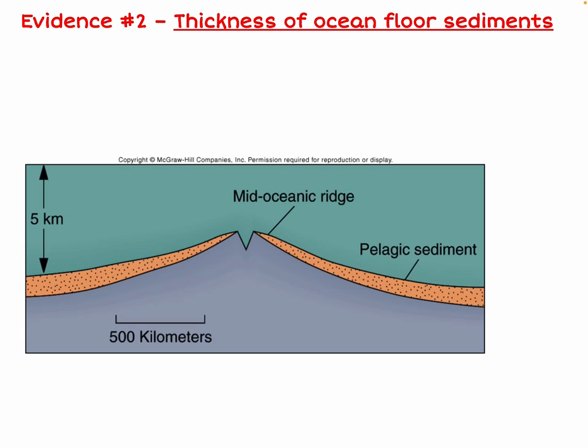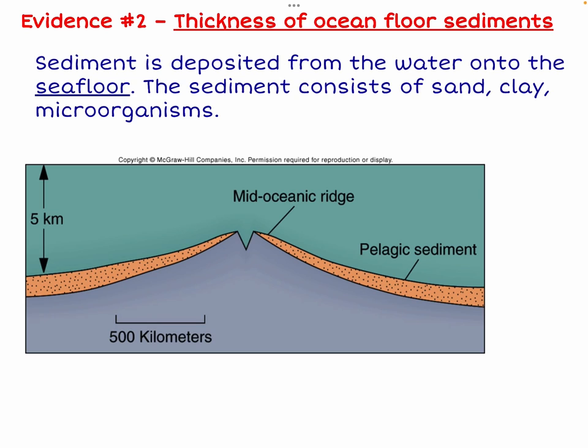All right, evidence 2 is the thickness of the ocean floor sediments. Okay, so as sediment gets deposited on the ocean floor, this buildup of sand, things dying, like fish dying, little shelled animals, all that sinks to the bottom of the ocean floor, and that sediment builds up over time, and it creates sand on the bottom of the ocean floor.